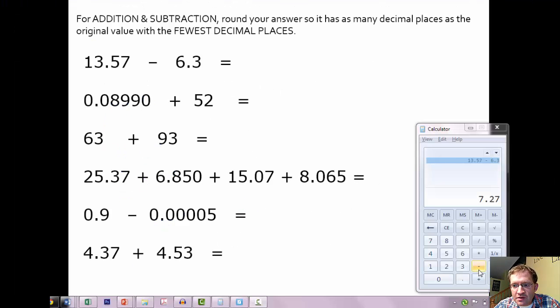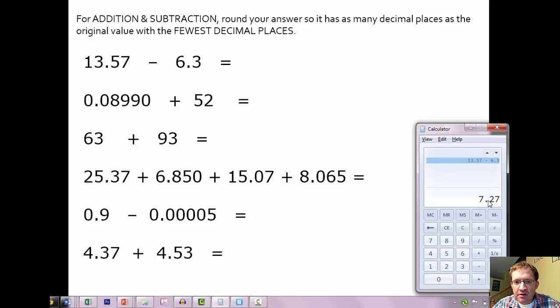So let's work out the answers to those 6 questions just real quickly here together, and you can do a few with me, make sure you've got a pretty good handle on it. In the first example, 13.57 minus 6.3, we want to punch that in the calculator here, and when we do that, we get the answer 7.27.